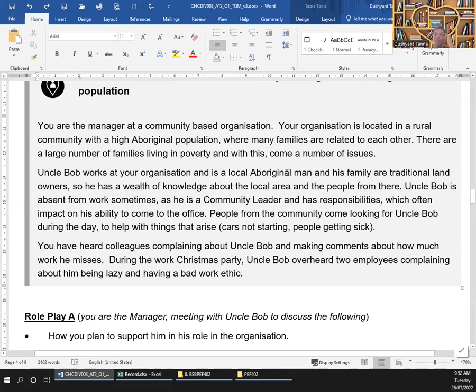Uncle Bob works at the organization. He's a local man, and his family is a traditional landowner. He has a wealth of knowledge about the local area and the people from there. I'm reading a bit faster because I already covered this yesterday, right?